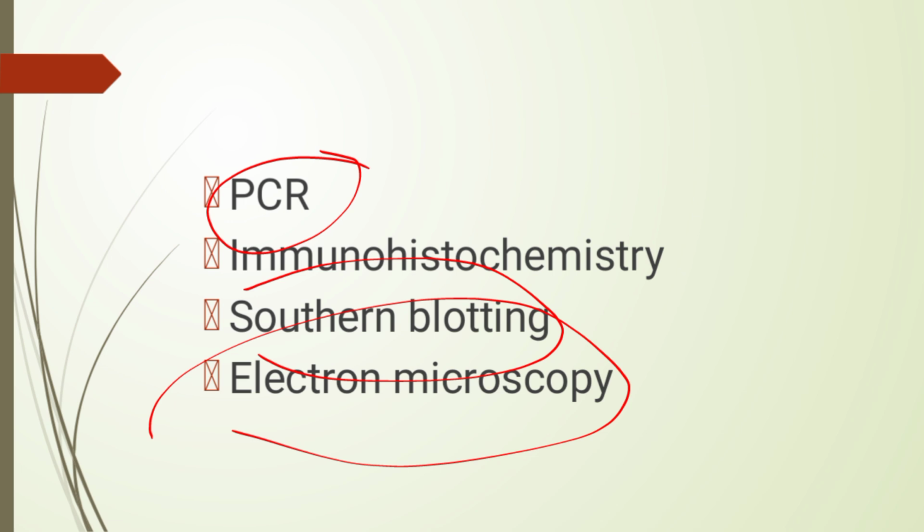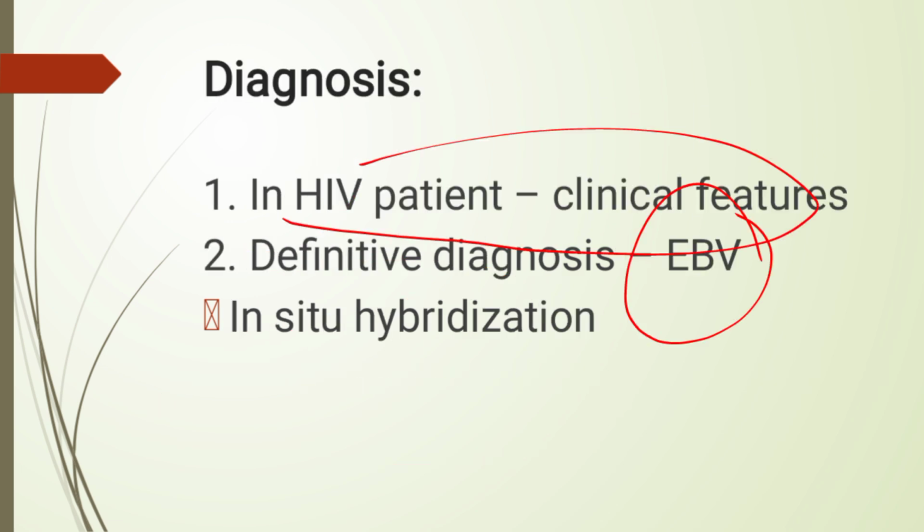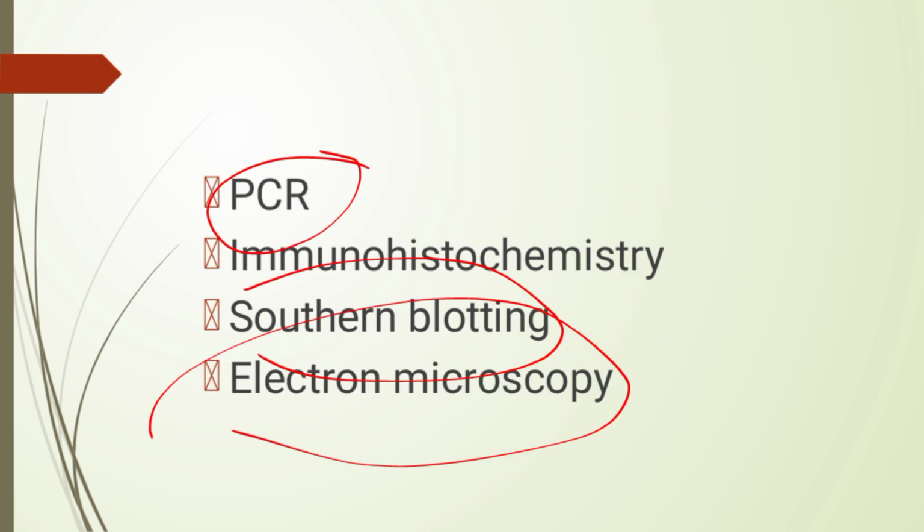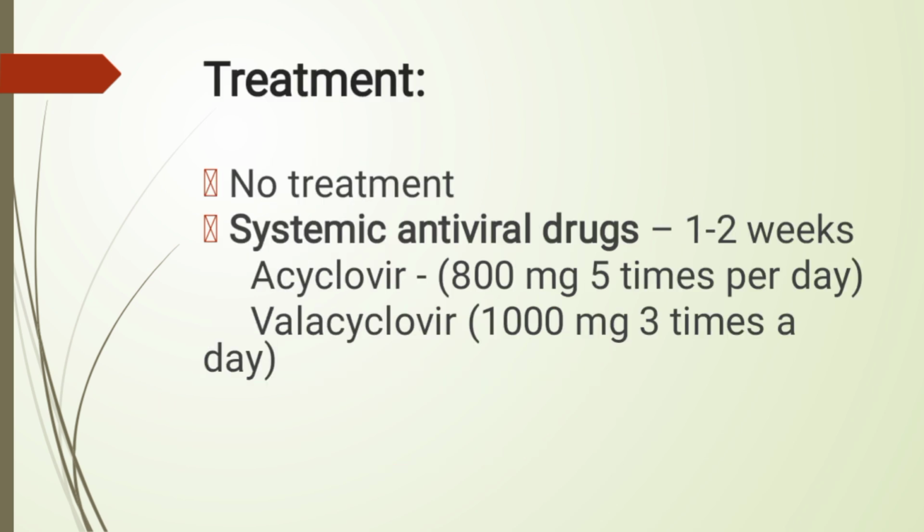Now, which diagnosis is used for HIV? It is clinical features. For Epstein-Barr virus, it is definite diagnosis. Then you do in situ hybridization, PCR, immunohistochemistry, Southern blotting, and electron microscopy; through electron microscopy you can also see it. PCR, immunohistochemistry, Southern blotting, and electron microscopy can all be done for this.